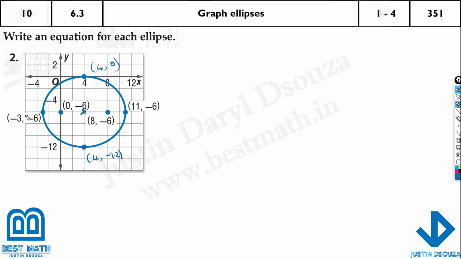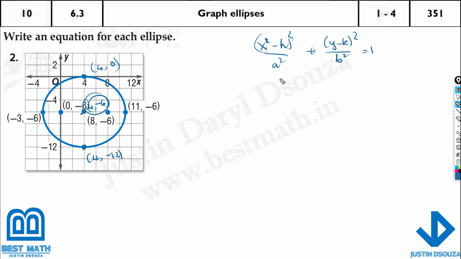If you look carefully, there will be one of the values repeating in the vertex and co-vertex. So what is repeating in the vertex? It's minus 6. So the center must have minus 6 along the y. The center is not given, but the center must have minus 6 along the y. And what is repeating in the x? It's 4. So it's 4 comma minus 6. This is the center. So this will be there over here. And along which orientation is it? You can see it's along the x-axis. So x-axis first, x minus h the whole squared by a squared plus y minus k the whole squared by b squared equals 1.